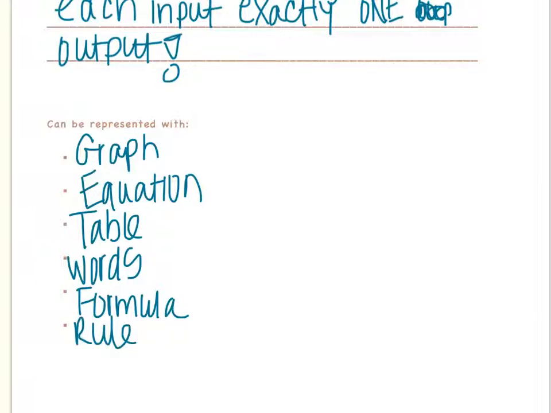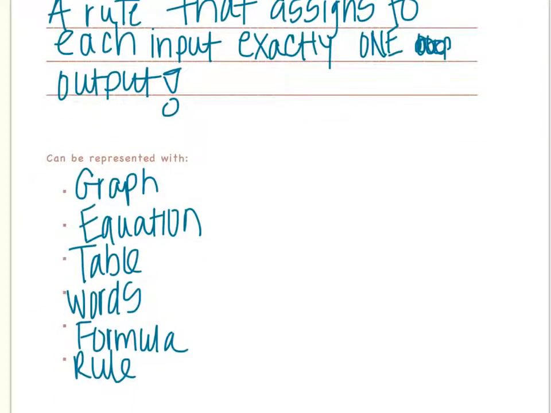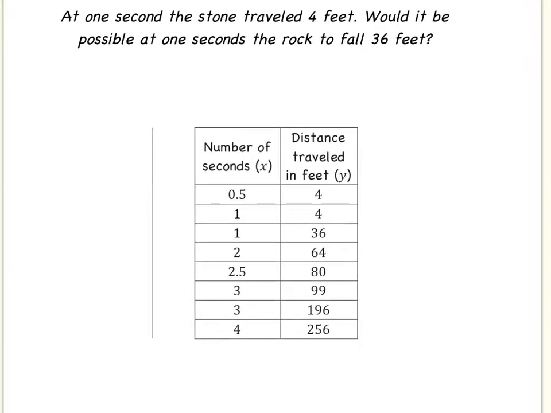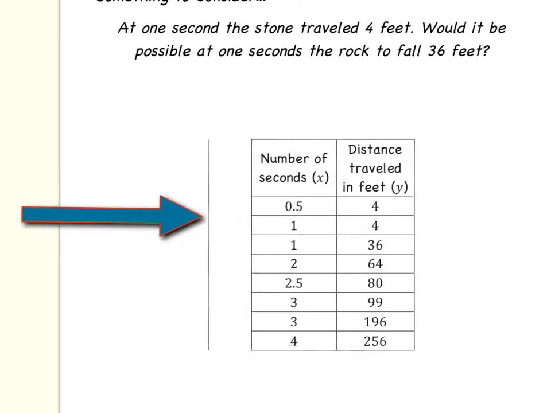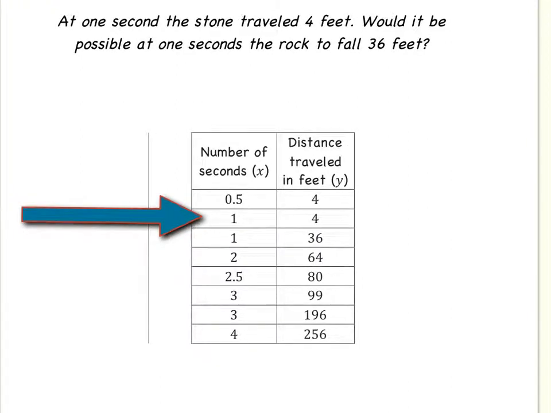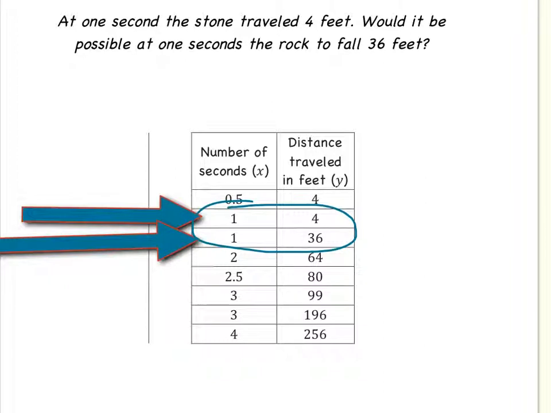So now I'm going to go through a little thing and explain to you why a function assigns each input to one output. So I want you to consider this. Take a look at this table. At 1 second, our distance traveled is 4 feet. Yet underneath it, we have 1 second again, we've traveled 36 feet. So does that make sense, that at the same time, at 1 second, you're at 4 feet and 36 feet? That's not possible at 1 second in time to be at two different distances.